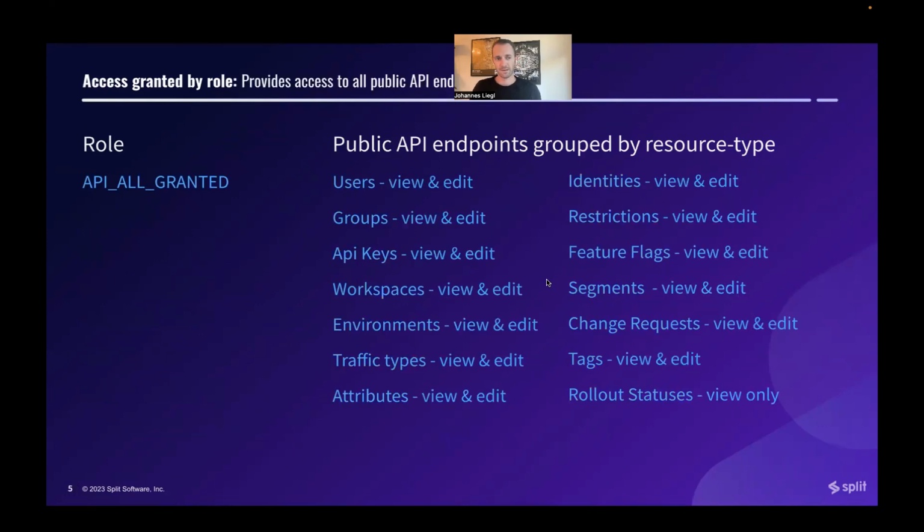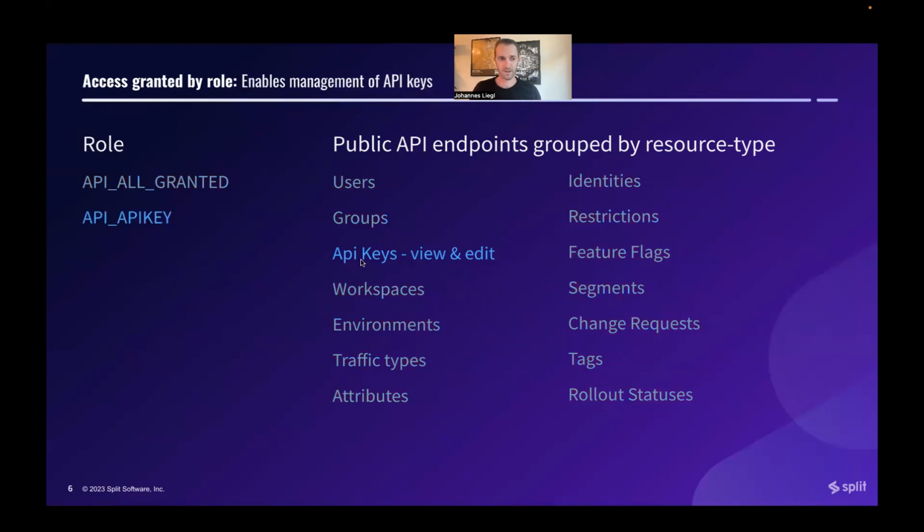Okay. Now, the most powerful role we've created is the API all granted role. If an API key gets created with this role, the key has access to all endpoints and hence resources in our admin API. It's a very powerful role. Another key role is API key. This is a very specific role, allows for access to the resources in the API keys resource.